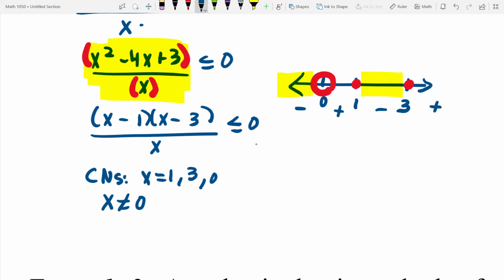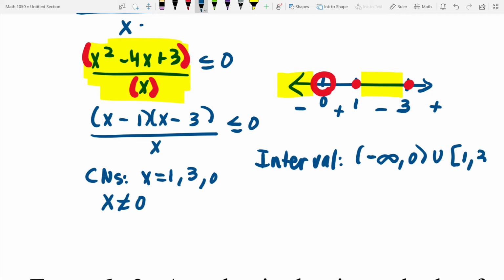Interval, let's write our answer in all forms. So let's write interval. An interval form is -∞ to 0 with a parenthesis, union 1 with a bracket to 3 with a bracket. Okay?